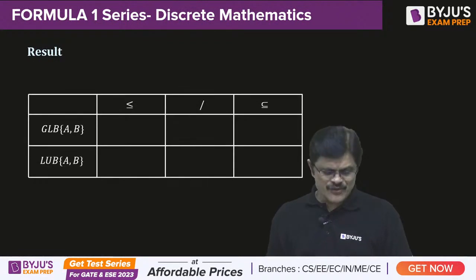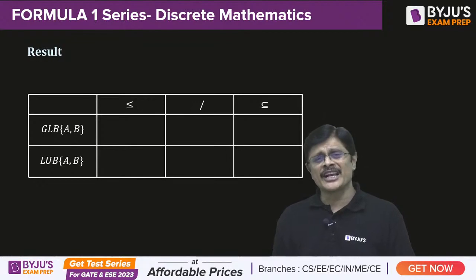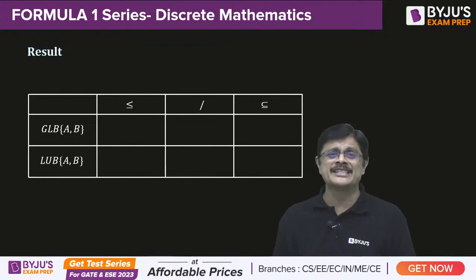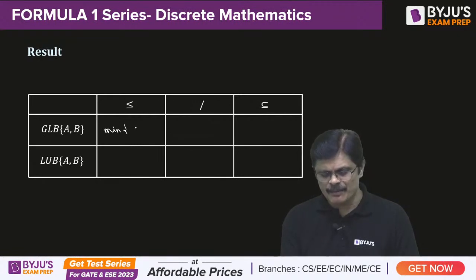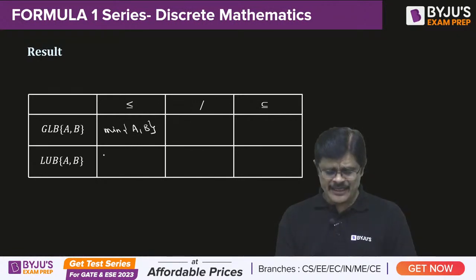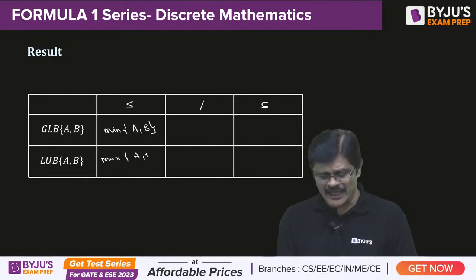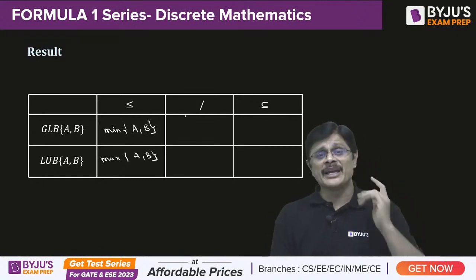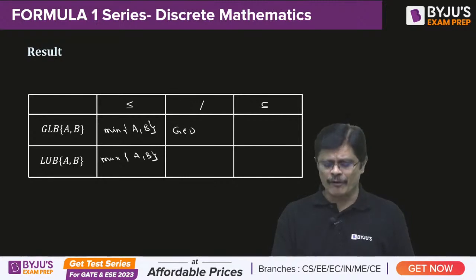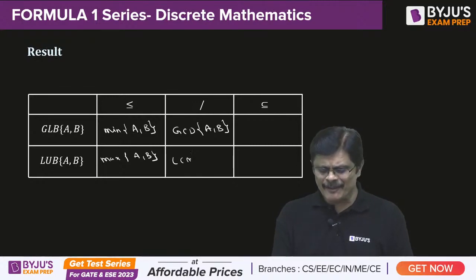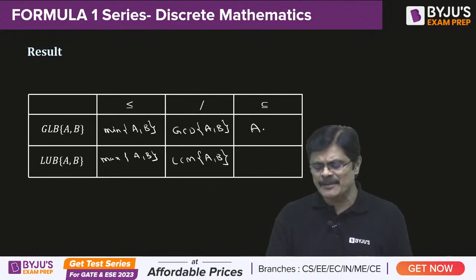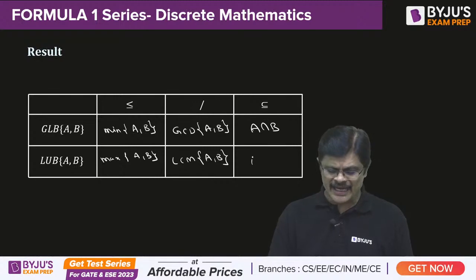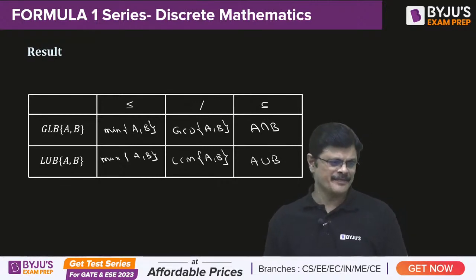Now for standard relations, we can find GLB and LUB, sir. Suppose the relation is less than or equal to. For two elements, if you want to find GLB, it is simply the minimum of the two elements. Minimum of A, B will be the GLB, maximum of the two elements will be the LUB, my dear friends. Suppose the relation is the division relation, the GLB will be equal to GCD or HCF, whatever you call it. GCD of the two numbers will be their greatest lower bound, and LCM will be their least upper bound, my dear friends. Suppose the relation is the subset relation, the GLB will be simply the intersection of the two sets, and LUB will be the union of the two sets, my dear friends. Am I clear?